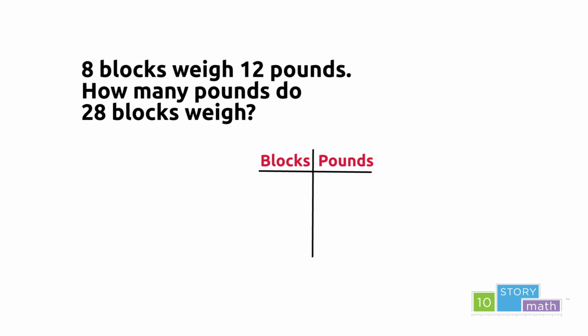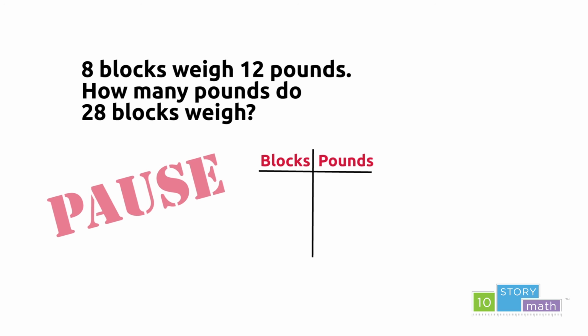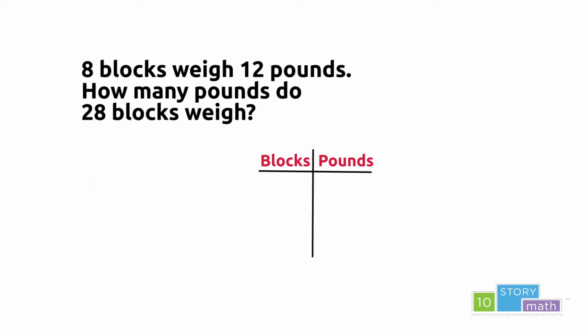Try this one on your own, using the strategy that you liked best. You may use a calculator. Pause the video, and then play it to check your work. I will outline one possible approach that can lead to a solution. Starting with 8 blocks weigh 12 pounds, I will figure out how much 1 block weighs by dividing the weight of the blocks into 8 equal parts. 12 divided by 8 equals 1.5. I can now find the weight of 28 blocks by multiplying 1.5, the weight of each block, times 28. That equals 42 pounds.